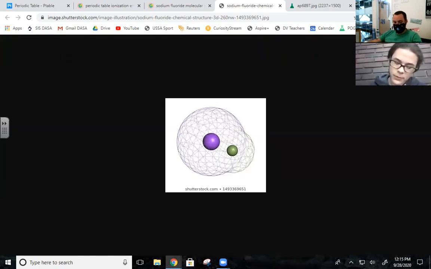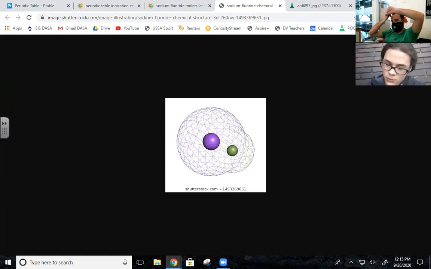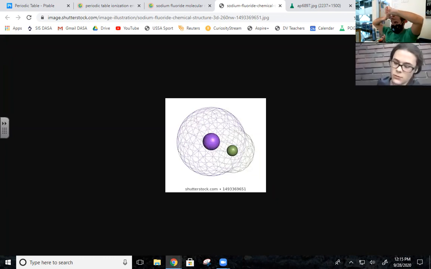Okay, so those are the periodic trends. Any questions on periodic trends? So we have atomic radius, we have ionization energy, we have electronegativity, and we have electron affinity. Cool?